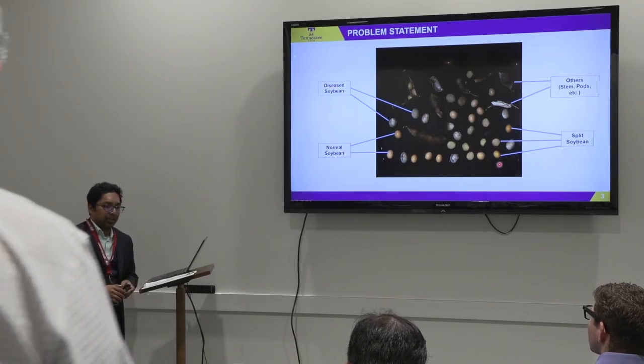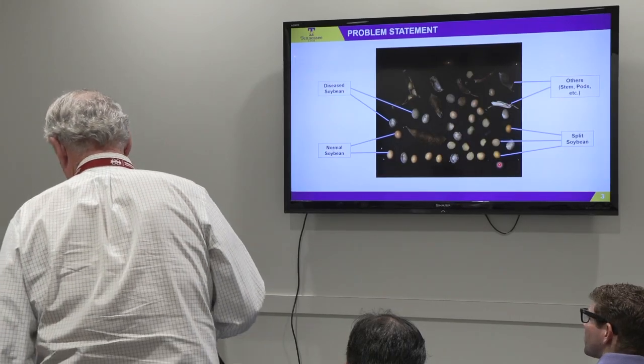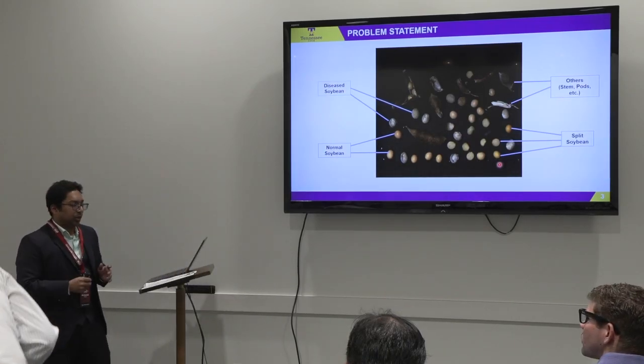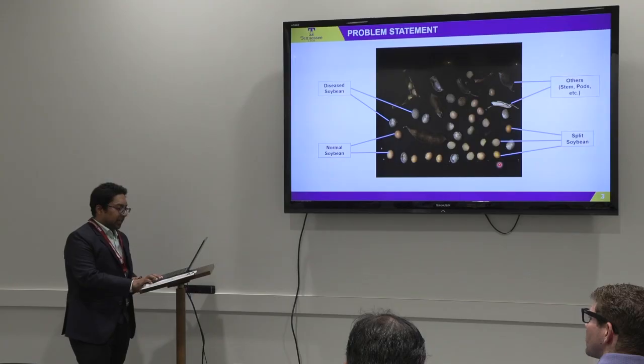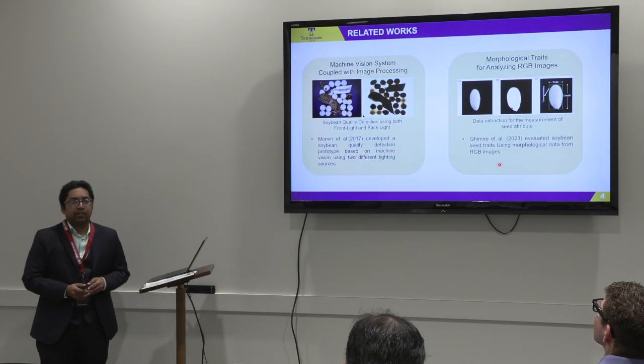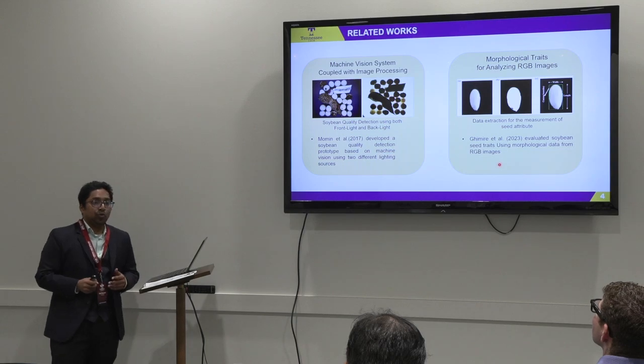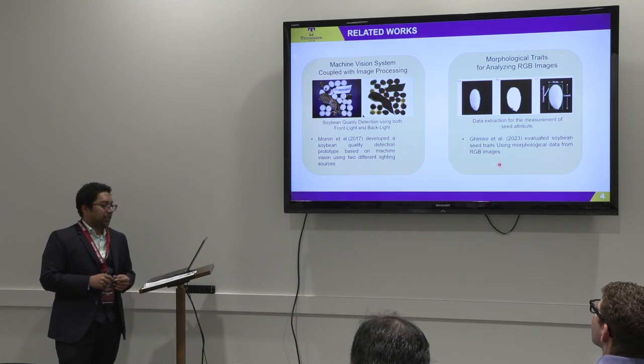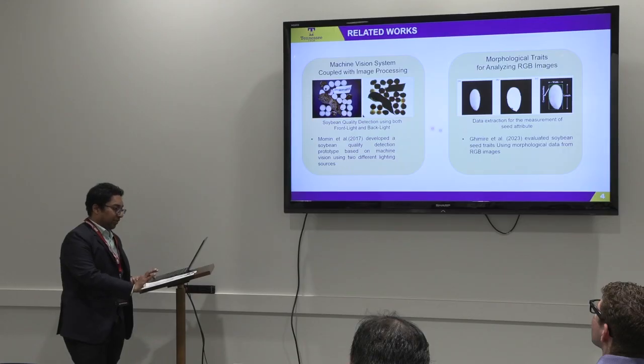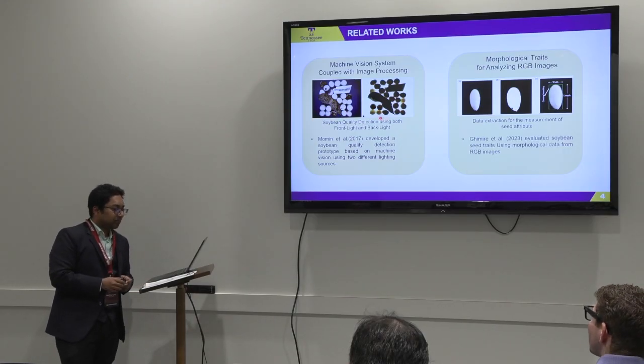So that's why we want to integrate some advanced imaging technology to solve the issue. Some researchers have already been working on that, like Momin and others. They applied two different light sources, front light and backlight. And using backlight, they solved the issue of differentiating the normal soybean and split soybean.